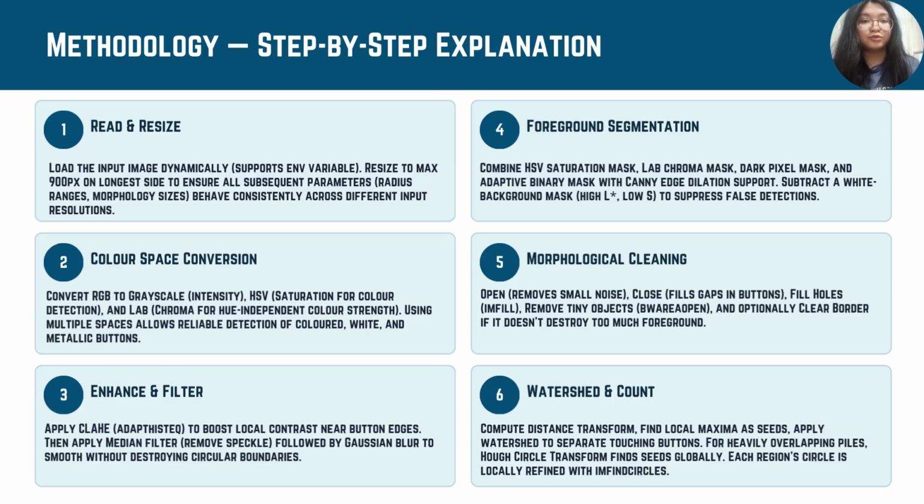Thank you, Sung. I'm Celine Hill. For this slide, I'll explain the overall methodology. First, the input image is read and resized so the processing is consistent. Then the image is converted into different color spaces such as grayscale, HSV, and LAB. After that, enhancement and filtering are applied to reduce noise and improve the button edges. Next, foreground segmentation is used to separate the buttons from the background. Morphological cleaning is then applied to remove small noise and fill holes. Finally, watershed separation and circle detection are used to separate overlapping buttons and count them accurately.